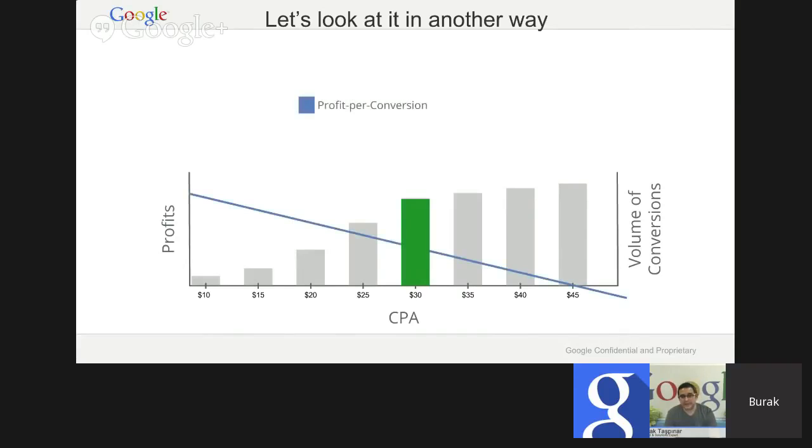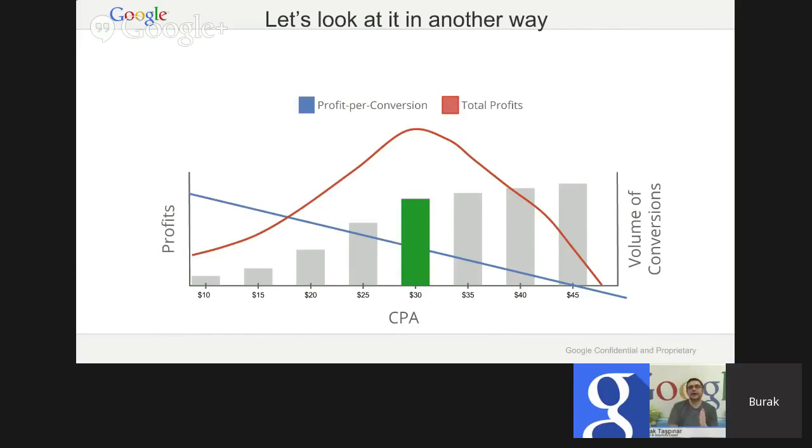If we see it in a graphical way, as you increase the CPA, your profit per conversion is of course decreasing per transaction, but due to the increased volume, and the volume is increasing in an exponential way, you will be making more profit. And you have to find the point where you're making the most profit and maximum volume of conversions that are profitable, because after a certain tipping point, your profits start to decline.